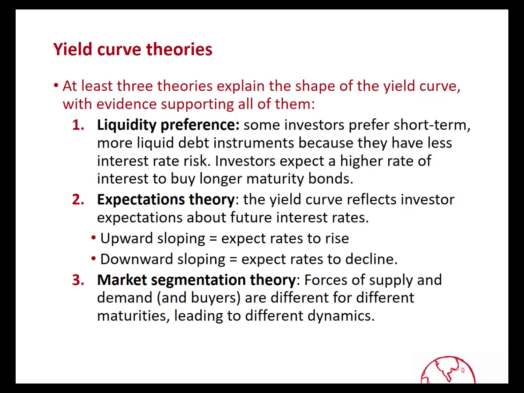A third theory is called the market segmentation theory, and it's basically an idea that there's supply and demand dynamics in different parts of the yield curve, which affect the interest rates offered in different parts of the yield curve. And that's sometimes called the preferred habitat, because some investors, such as pension funds, prefer to buy long maturity bonds because of their liabilities, whereas others, such as banks or money market funds or mutual funds, may want to buy bonds that have short maturities.